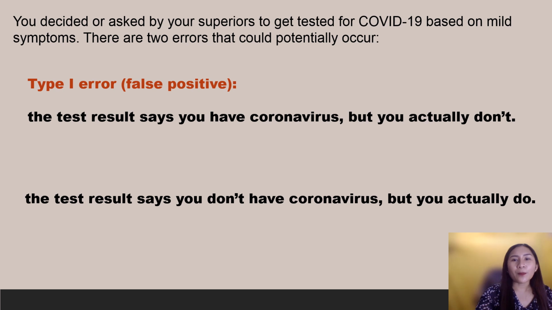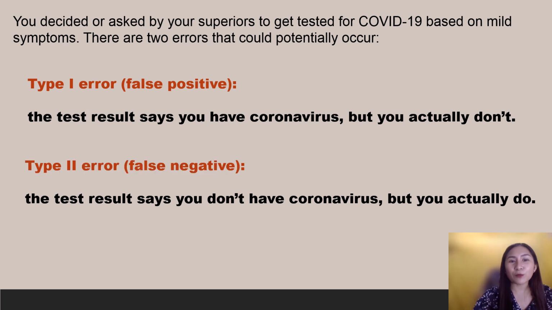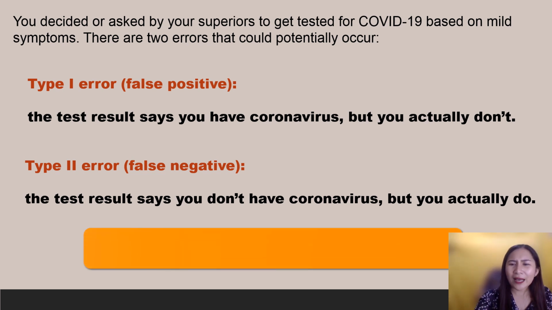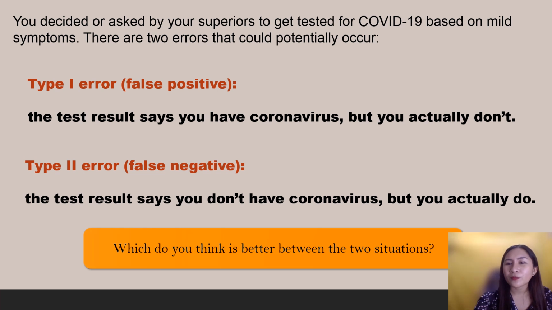Now, the second possible error, the test result says that you don't have coronavirus, but you actually do. Again, the test result says that you don't have COVID, but you actually do. Now, this is the type 2 error or the false negative. Again, false positive for type 1 error, false negative for type 2 error. Now, I want to ask you this question. Which do you think is better between the two situations? I want to hear from Carlo.